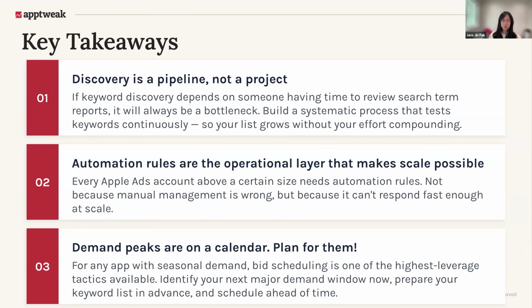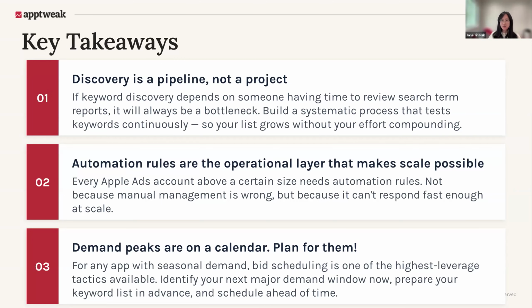This is going to keep your overall portfolio, your evergreen campaigns optimized, which means that you are going to be able to better scale while maintaining performance and hopefully avoiding CPI spikes. And of course, the last one is demand peaks are on a calendar, right? So we know that most apps, I would say all categories, have some moments of seasonality and patterns.